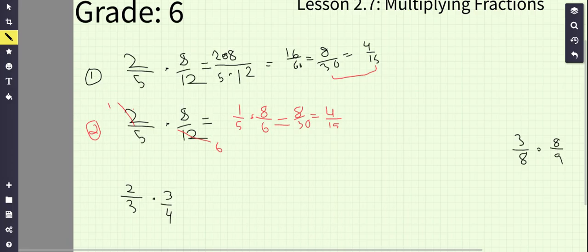The most simplified fraction is called the lowest terms of a fraction. So the lowest term of the fraction is equal to 4 out of 15. That is our lowest terms fraction.